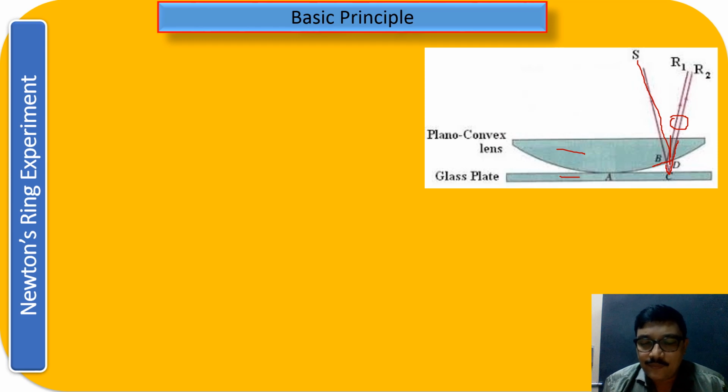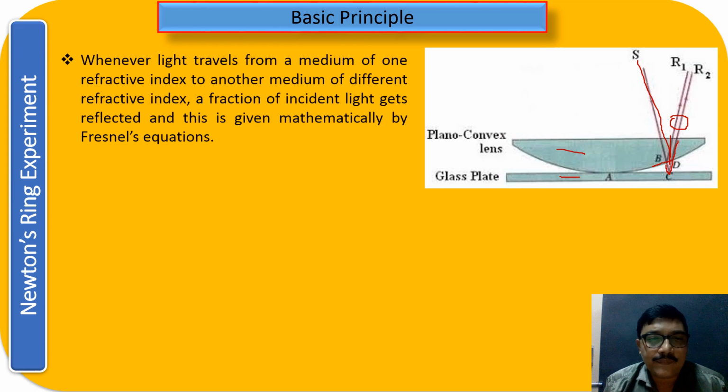Now, next, you see here. Whenever light travels from a medium of one refractive index to the other, what will happen? So you can see here, the light is traveling from air, that is one medium, to the other medium. Correct? So somewhere here it gets reflected. Next, we'll move.